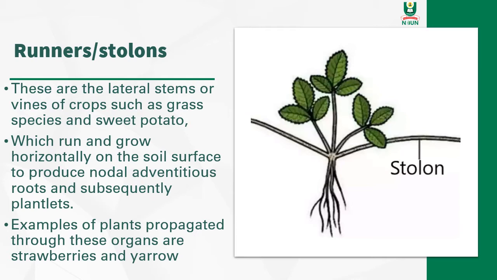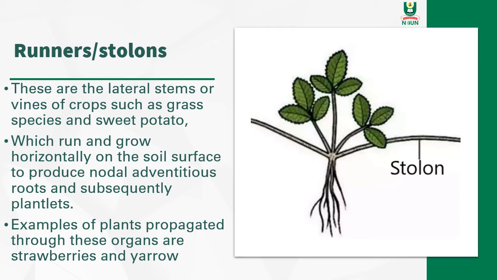sweet potatoes. These plants usually have vines which grow horizontally on the soil surfaces and produce nodal adventitious roots, which subsequently produce plantlets. So what you see from these vines is that you see nodes on them, and when you take those things and then you peg them into the ground, they grow. They also tend to grow plants. So examples of plants propagated by these organs are the strawberries, the yarrow, the sweet potatoes. They use this method of propagation.